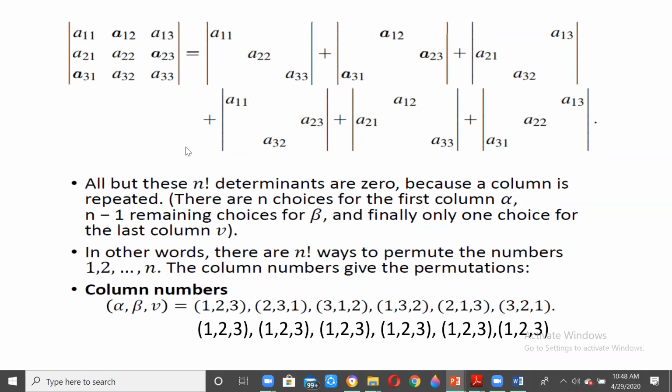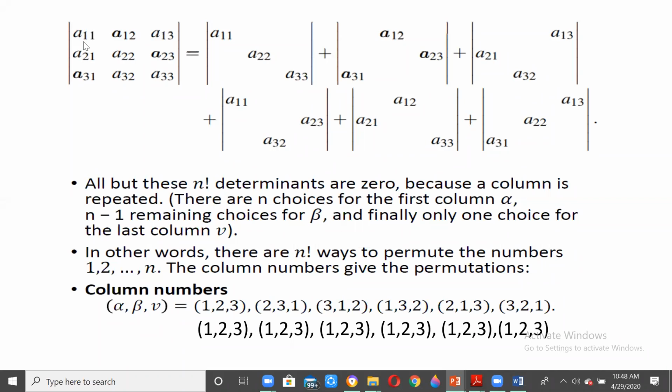So out of many different determinants, only n factorial out of n to the power n. That means when we have 3 here, then it will be 3 to the power 3, that will be 27. 3 to the power 9 will be quite heavy. So many determinants, only n, that is 3 factorial, that will give you just 6 determinants that will be non-zero. All others will become 0 because a column is repeated.